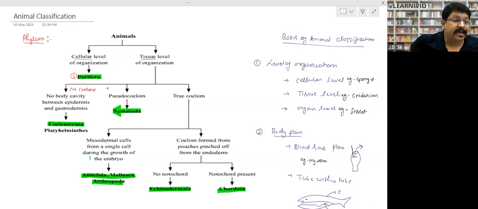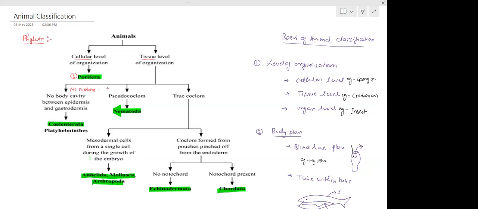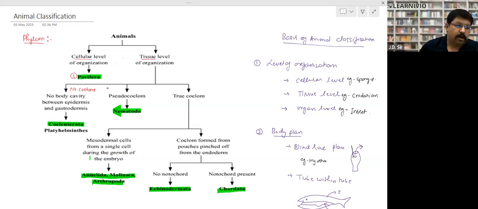So in Coelenterata, there is no coelom. In Nematoda, there is a pseudocoelom. It is not an actual coelom, but true coeloms are found in others. So did you get what a coelom is? Yes, sir. Okay, great.